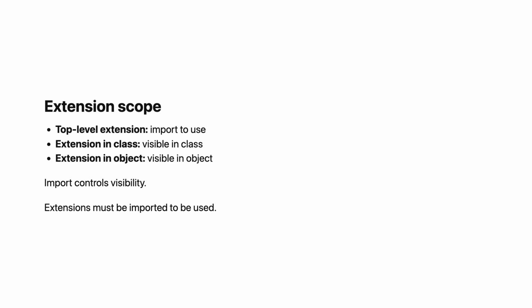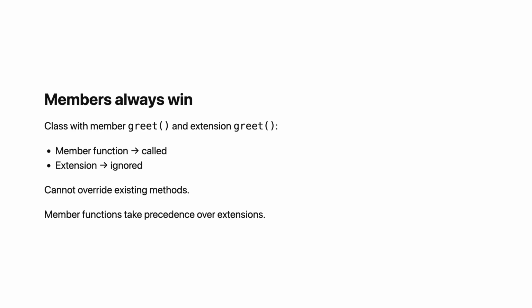What if a class has a member with the same signature as an extension? The member always wins. Members are not hidden by extensions. Class Example has fun greet() that prints "member". The extension fun Example.greet() prints "extension". The extension is never called. This is intentional. You cannot use extensions to hijack existing methods. Existing code remains safe. Extensions can only add new functionality, not replace existing functionality. This makes extensions predictable. You know the original class behavior is preserved.